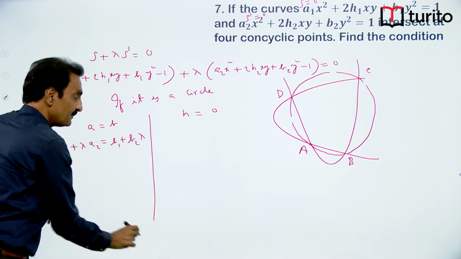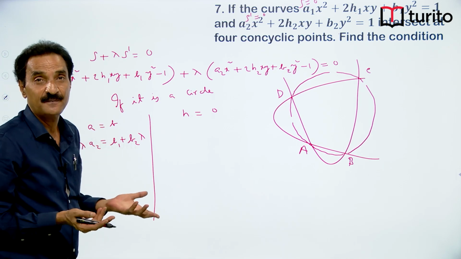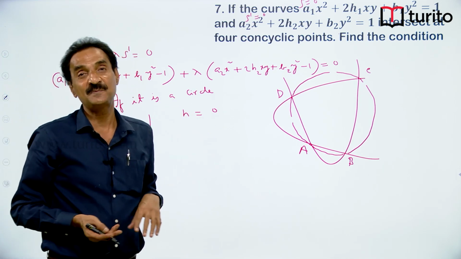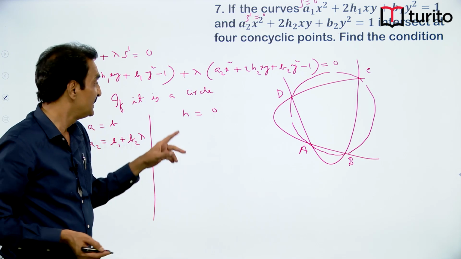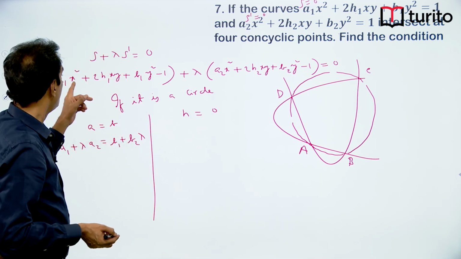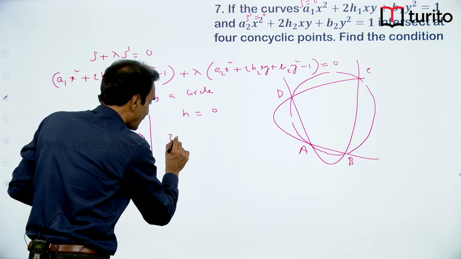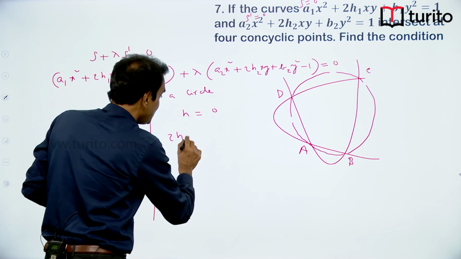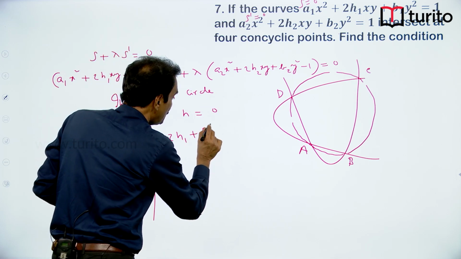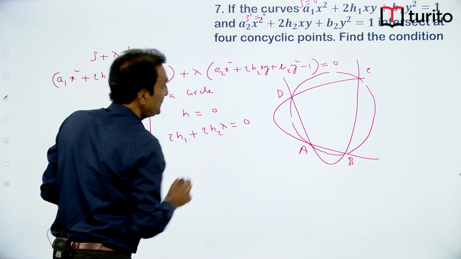This is the condition if it is a circle, but only one condition is not enough. Both the conditions must be satisfied simultaneously. So what is h equal to 0? Coefficient of xy is 0. What is the coefficient of xy in the first term? 2h1. In the second term, 2h2 lambda. It should be 0.